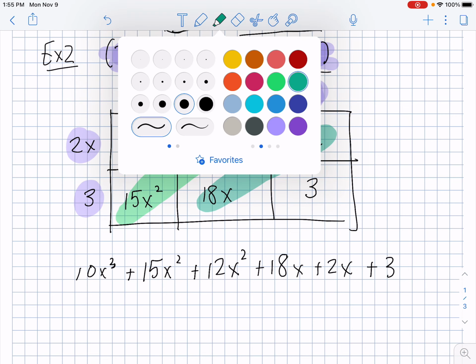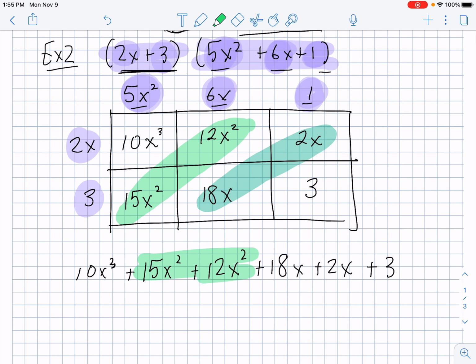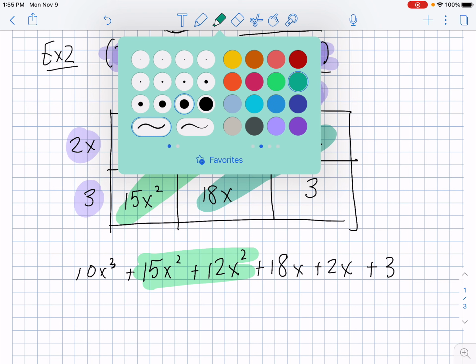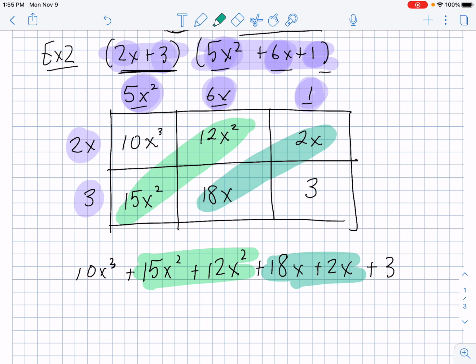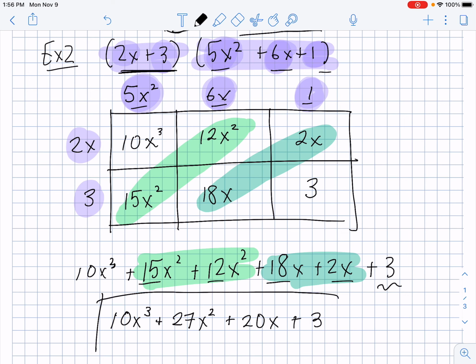So I have my 15x squared and my 12x squared next to each other. And I have my 18x and my 2x next to each other. That's just a helpful way for me to remember to combine the right terms. So I have 10x cubed, 15x squared and 12x squared are going to make 27x squared. 18x and 2x is going to make 20x. And then 3 doesn't have a like term, so we just say plus 3. And here is our answer.